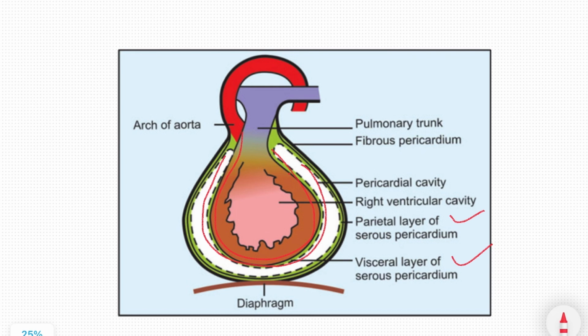So the layer of serous membrane at the undersurface of the fibrous pericardium is known as the parietal layer, and the layer of the serous membrane which is adherent to the myocardium of the heart is the visceral layer of the serous pericardium. This visceral layer is also known as the epicardium, and the line of reflection is seen at the root of the great vessels.